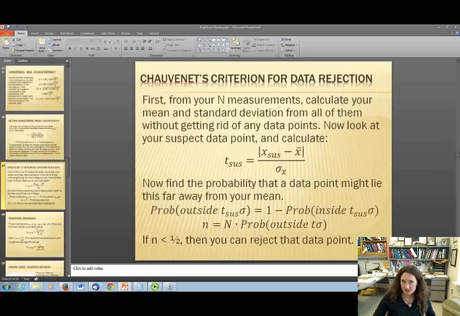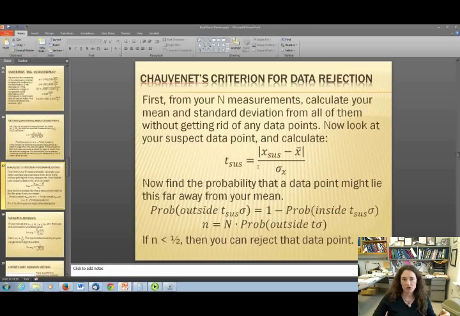Okay, chapter 6 was talking about Chauvenet's criterion for data rejection. So yet again, if you have a suspect data point from whatever n measurements that you've got, first you want to calculate your mean and your standard deviation, including the suspect data point within your value.